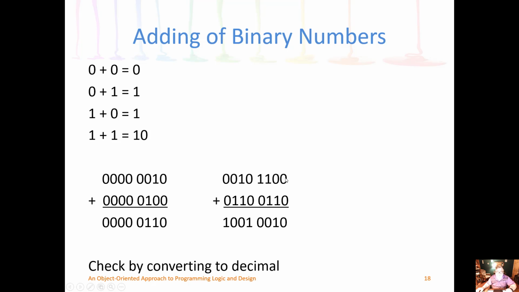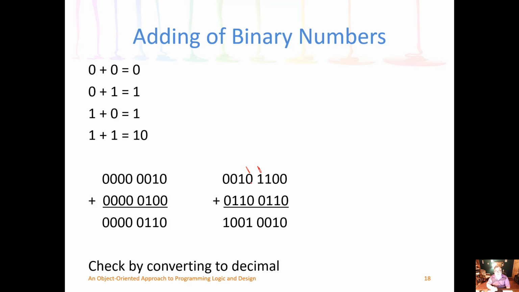Let's look at the second one. 0 and 0, 0. 0 and 1, 1. 1, 1, 0, and we'll carry the 1. So we have another 1 up here. 1 and 1 is 0. Carry the 1, and 0, carry the 1.